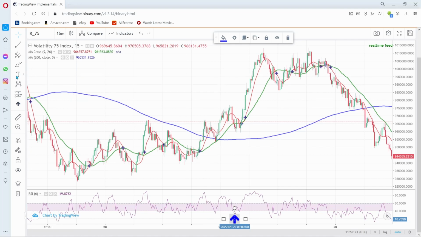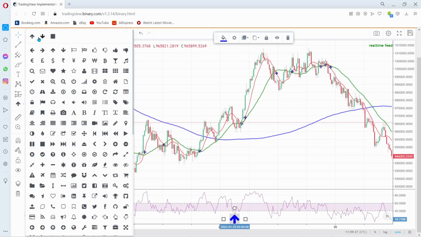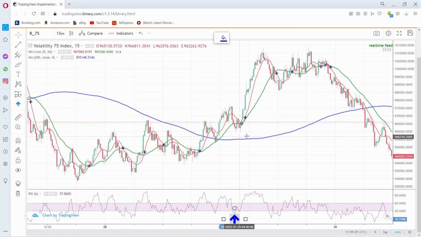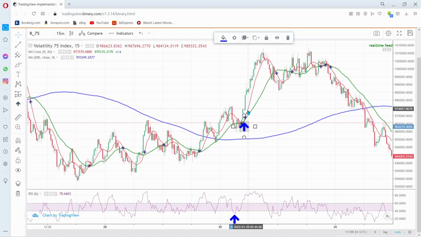The second confirmation is that crossover. As you can see, the crossover happened. The red moving average is above the green one, so it's a buy. So let's look for the last one.